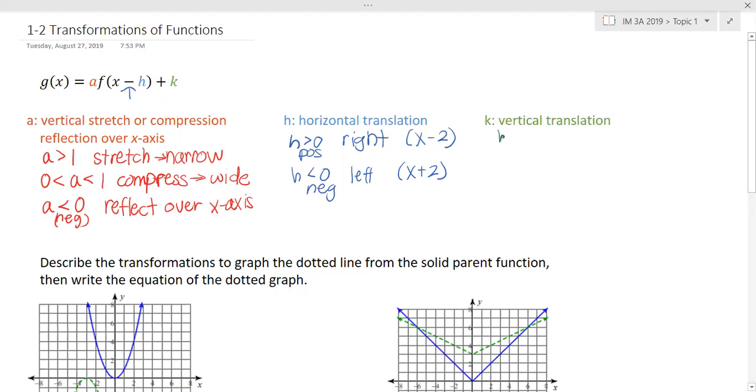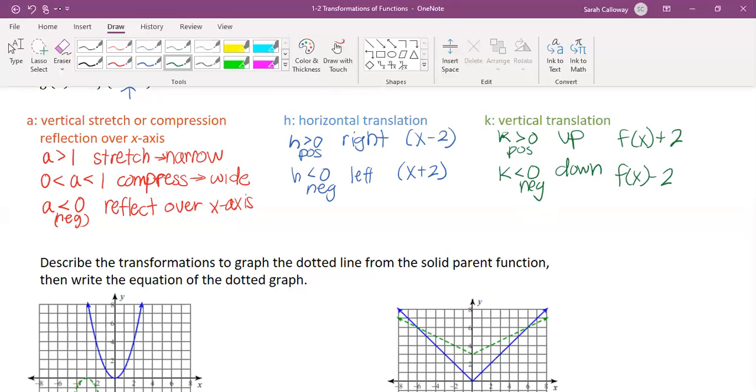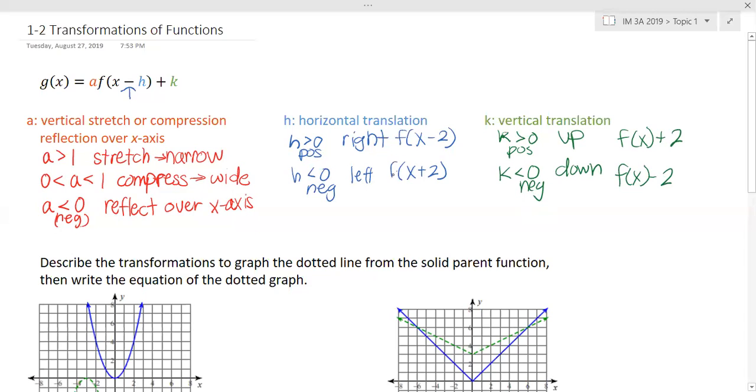K is what creates the vertical translation. So when K is positive, that's going to move up. When K is negative, that's going to move down. So K works intuitively. It's not the opposite the way that H is. So for example, if I have my f of x plus 2, that's going to move me up. If I have my f of x minus 2, that's going to move the graph down.